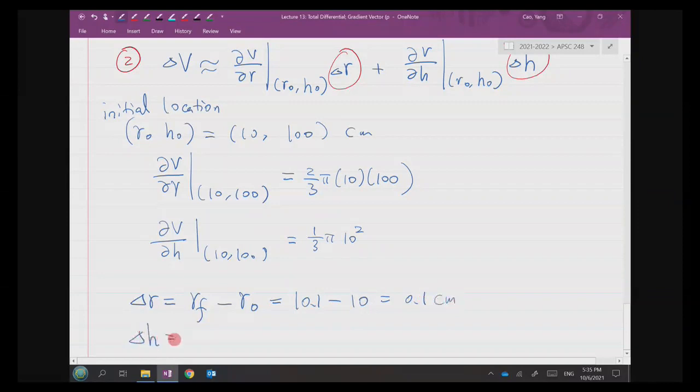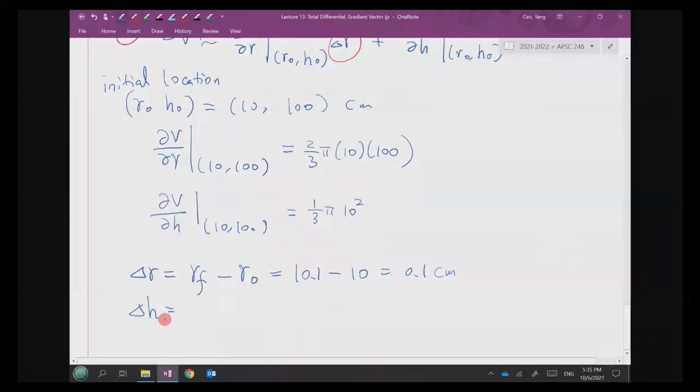And delta H, right? This is where people make a mistake. Delta H changed from 1 to 0.99 meter, right? So your final H minus initial H, final should be 99 centimeter minus 100 centimeter. So you get a -1 value. Okay. So stick to the principle.